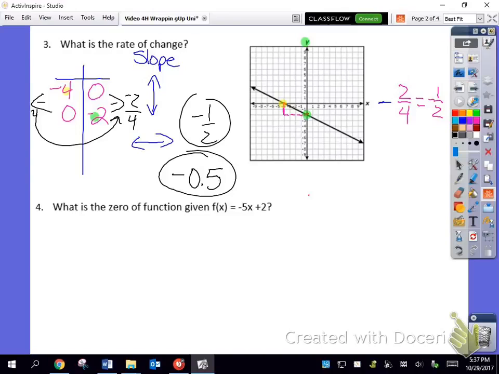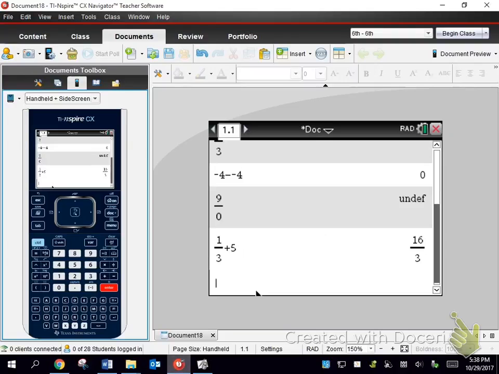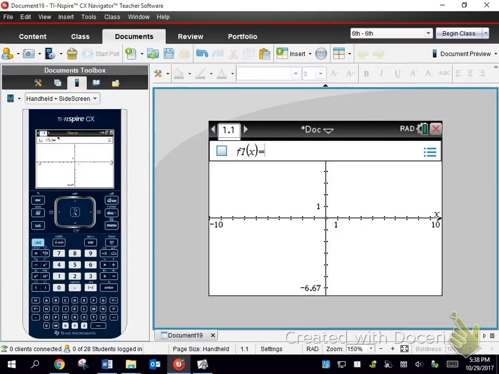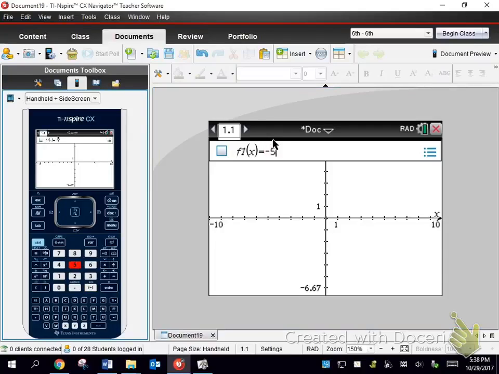What is the zero of the function? Now remember, zero of a function is another name for x-intercept. So you have two ways to do this. One, you can graph it, okay? And then I can do the menu 5-1. So if you want to graph it, let's look at that. So I want to show you both, because some of you will remember one way, some of you remember the other one. So -5x plus 2. Oops, wrong, plus 2, enter.